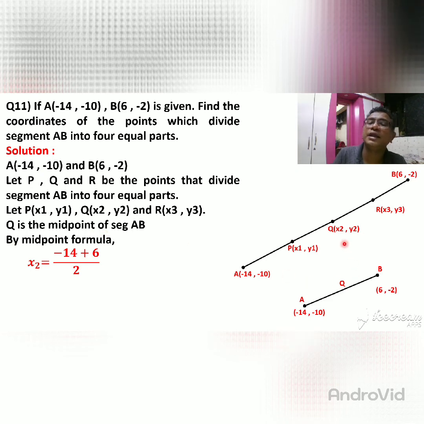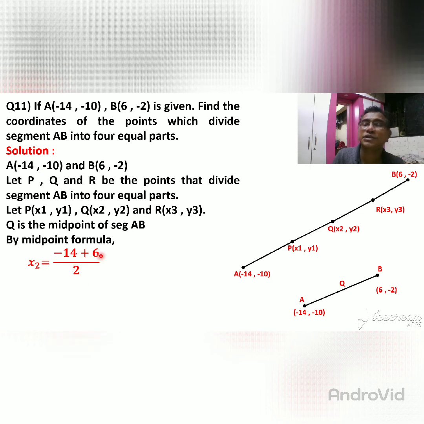So you want to find out x2. So here write x2. X2 is equal to this x1 plus this x4, x1 plus x4. So x1 is minus 14, so here write x1 as minus 14, and x4 is 6, so here write 6. So minus 14 plus 6, okay, divided by 2.